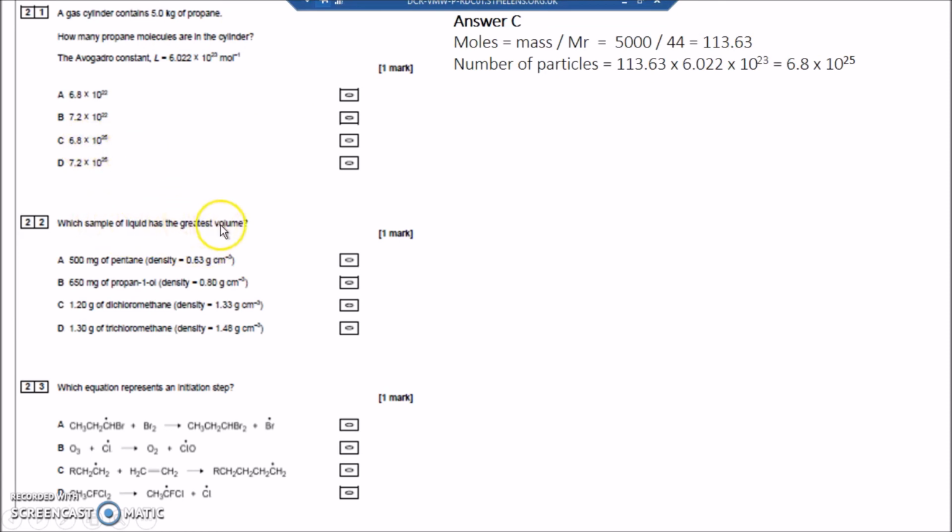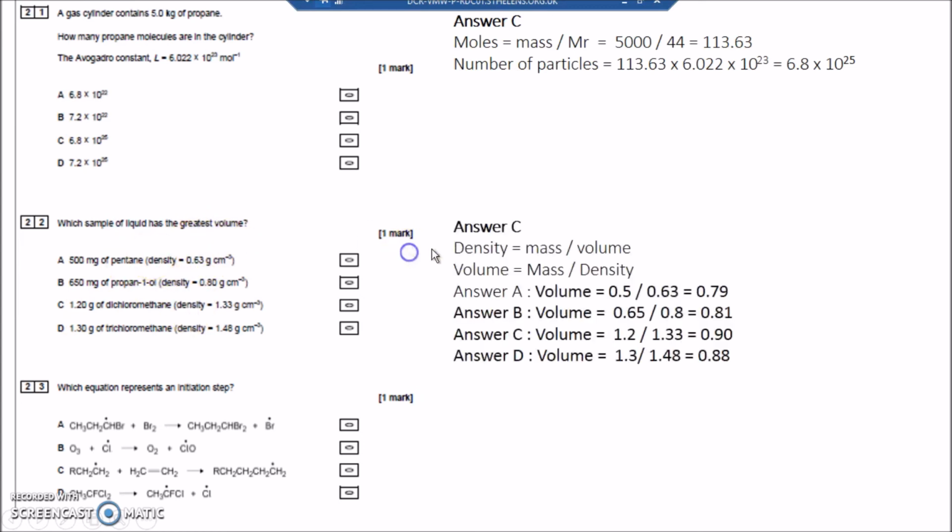Which sample of liquid has the greatest volume? So what I've been given is density. That's a giveaway because density is mass over volume, and I've been given masses as well, so I'm going to use density as mass over volume to work out volume. Now we'll do spoilers again. Density is mass over volume. I can rearrange that using the triangular method or whichever method you use to rearrange equations. So volume is mass divided by density.